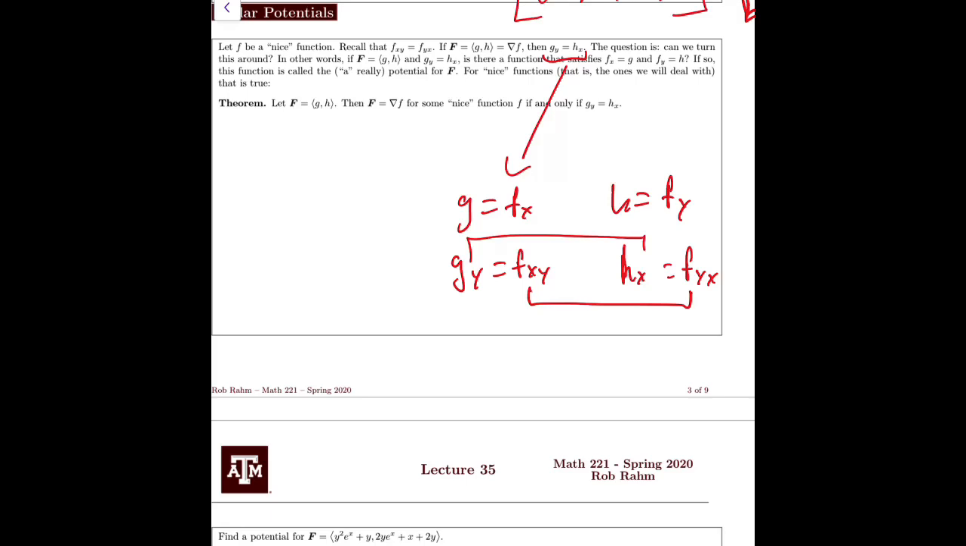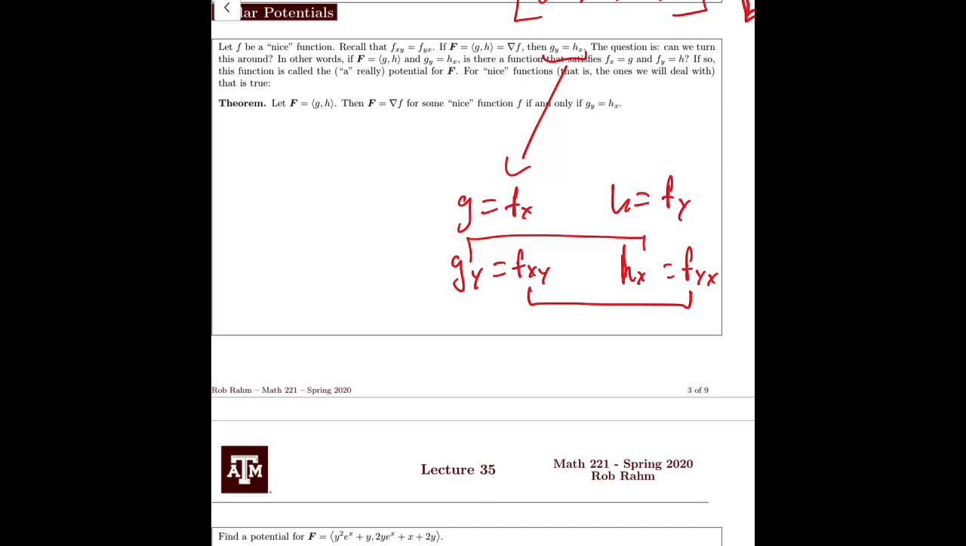Okay, so the question is, can we turn this around? In other words, if we know that F is equal to (g, h) and g_y is equal to h_x, is there a function that satisfies f sub x is equal to g and f sub y is equal to h? In other words, if we know that g_y is equal to h_x, is F a gradient field? Is it the gradient of some scalar valued function? Okay, so for nice functions, this is true.